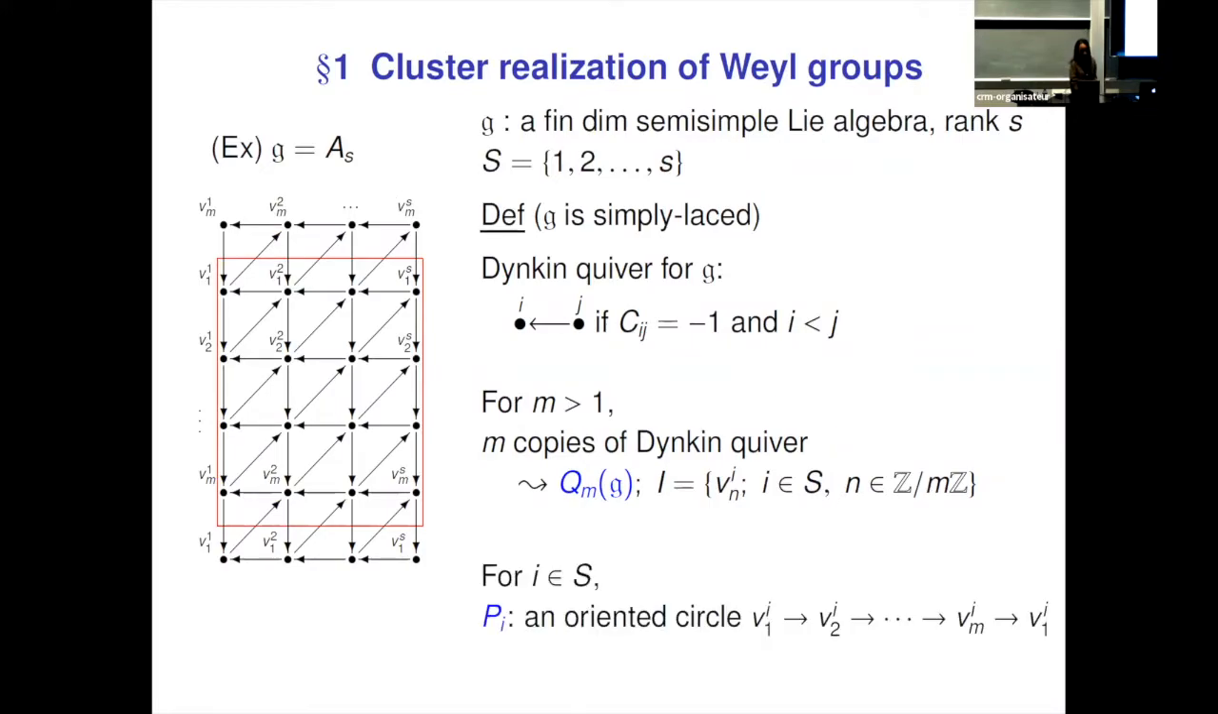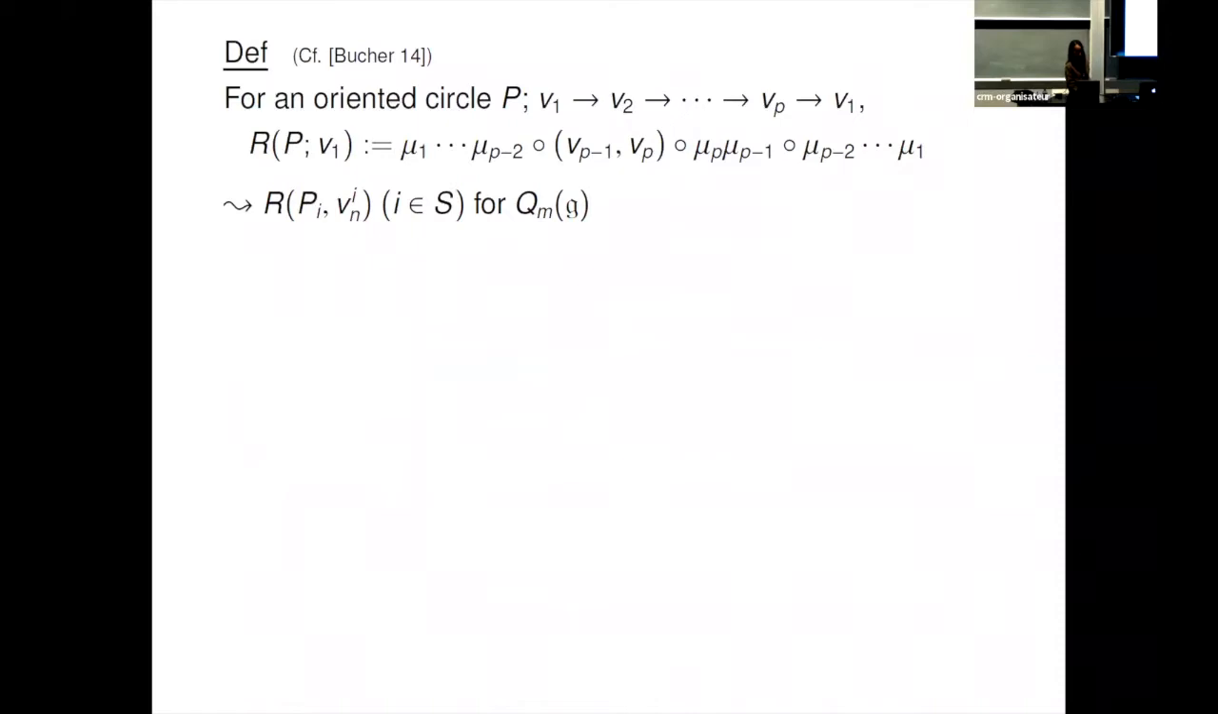Then you find that there are several oriented circles in this quiver. So for each i in S, p_i is an oriented circle. In this picture, it is a vertical circle. So we have m circles in this picture. Then for each such oriented circle, we introduce a sequence of mutations along this circle. So this is a little bit more general setting introduced by Bucher in 2014 from a little bit different path.